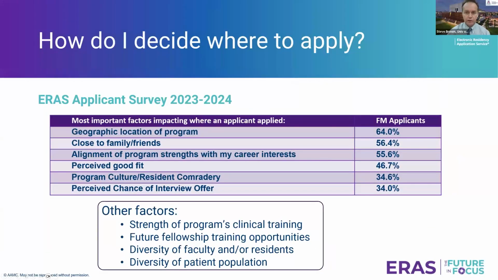This is similar to what Dr. Mills presented. These are the most important factors in how students decide where to apply. And I won't read this, but I'll just emphasize that support during residency is extremely important to your success in residency. And so with over 700 family medicine residencies, I would really think very seriously about where I would have the most support to support me on my journey through residency. And then we've already mentioned the alignment of program strengths with career interests.